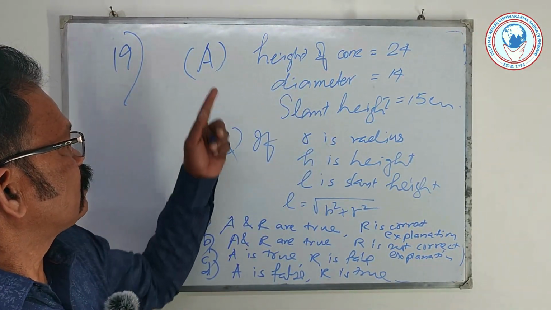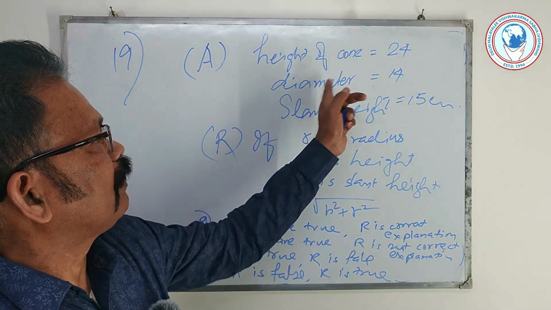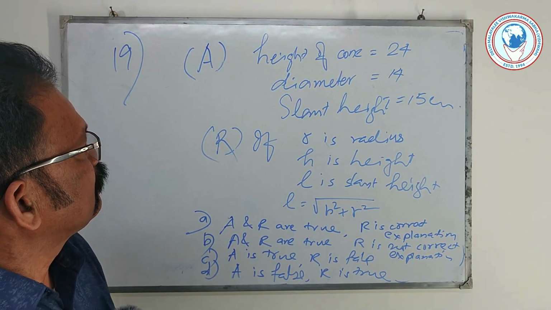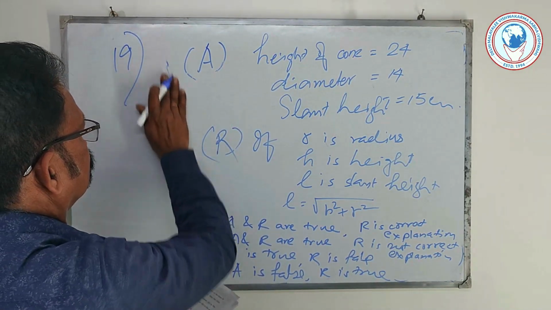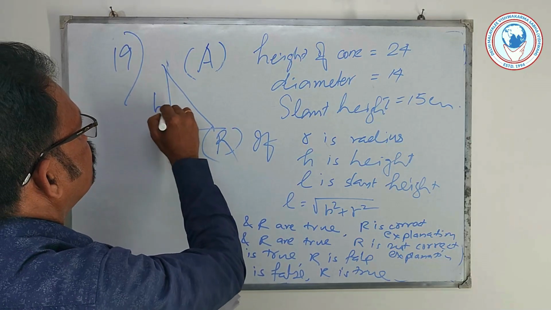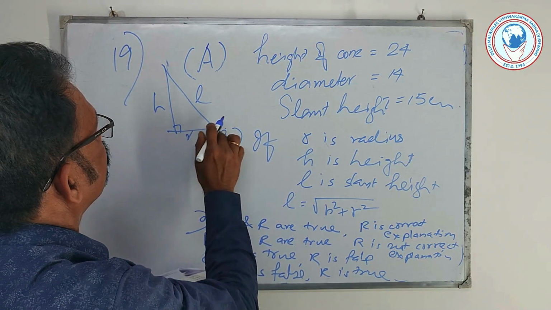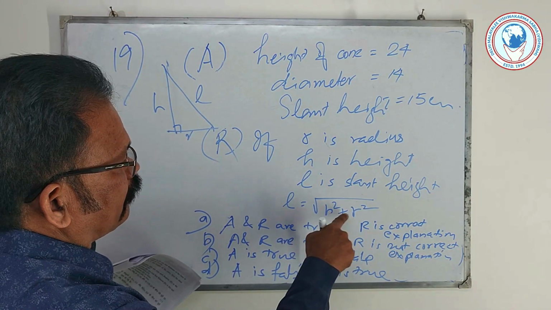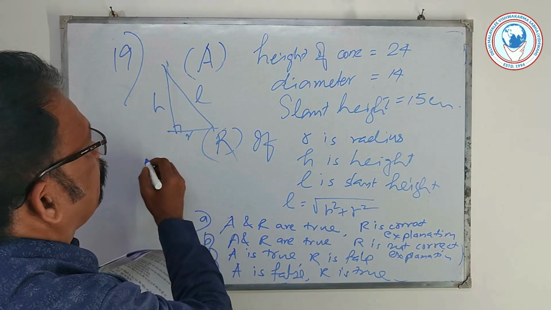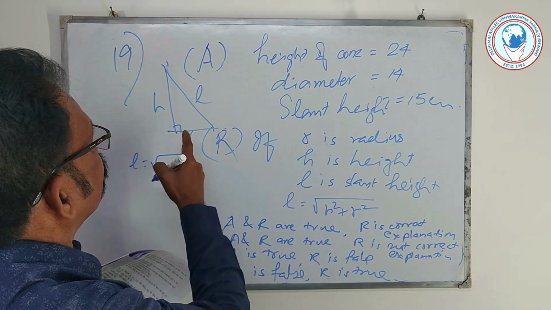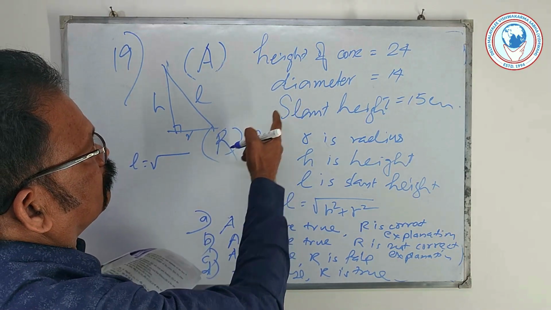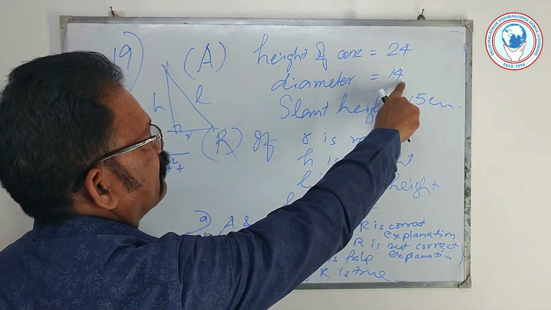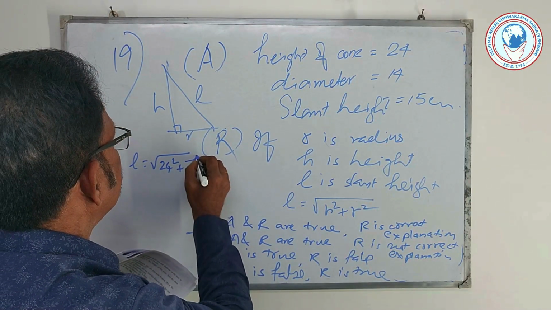First we check both assertion and reason. Height is 24, diameter is 14, slant height is 15. First we check whether this is true. If this is height, this is slant height, this is radius, then slant height is equal to root of H square plus R square. Check it. L is equal to root of 24 square plus R square. Diameter is given as 14, therefore radius is equal to 7.